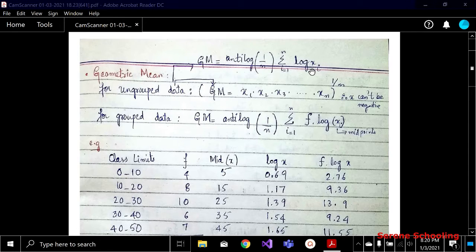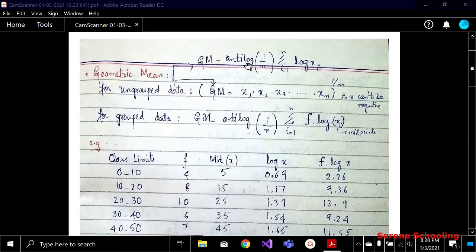Your x will be your data values. Of course you have to take the log of each and every data value, and then take the sum of all those values, then divide that sum by the total number of values. Some constant, or some floating point number, will come, and then take its anti-log from your calculator.